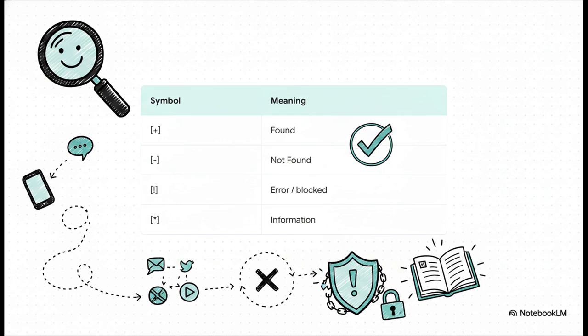A plus sign next to a platform like Telegram, that means found. A minus sign next to Twitter, that means not found. And an exclamation mark just means the tool got an error or was completely blocked by the website. So it's incredibly easy to read at a quick glance.